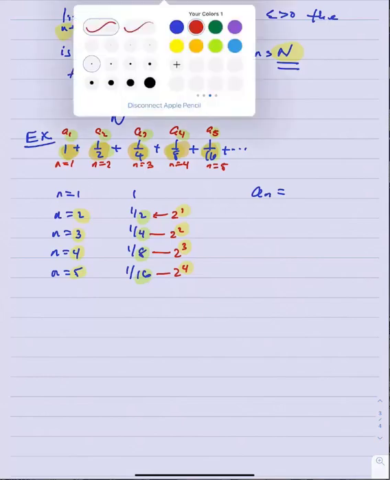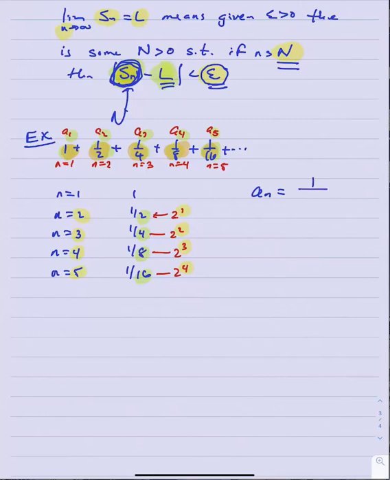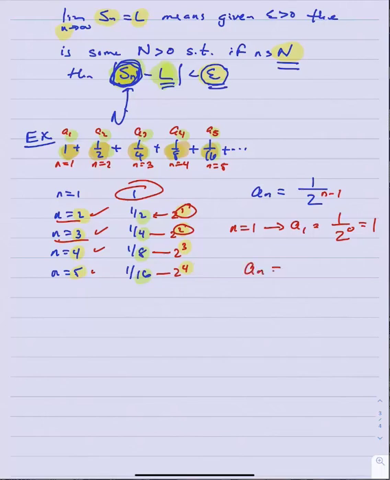So each of these is a fraction that looks like 1 over a power of 2, and when n is 2, my power is 1, when n is 3, my power is 2, and so on. Meaning, in each case, it looks like the power on the 2 is 1 less than this index value. So my guess is this should be 1 over 2 to the n minus 1. Now, does that also work when n equals 1? If n was equal to 1, this would be a sub 1 equals 1 over 2 to the 0, which would be 1, which is exactly what I've got for that first term. So I'd say a sub n equals 1 over 2 to the n minus 1 will do it.